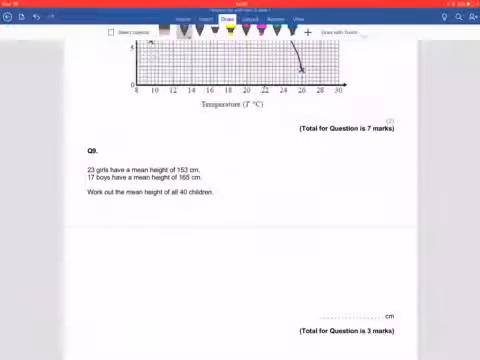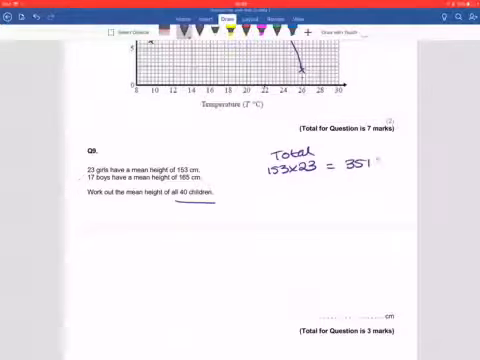Right, question 9. 23 girls have a mean height of 153. 17 boys have a mean height of 165. Work out the mean for all 40 children. Well, when you work out the mean, you add them all up and divide by how many there are. So, they've added up the girls, divided by how many there are, and the answer is 153. So what they all added up to must have been 153 times 23, which is 3,519. And the same with the boys. 165 times 17 must mean it was 2,805.